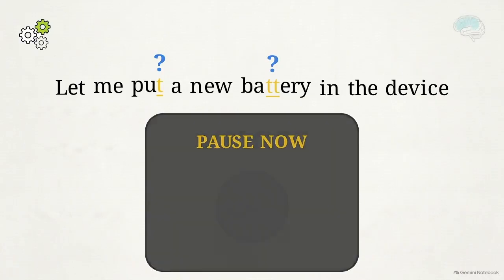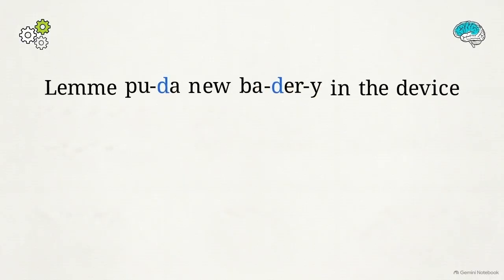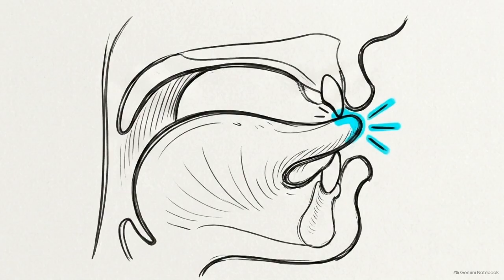In natural speech, your tongue taps the roof of your mouth, creating a soft D sound. "Put a" becomes "pudda," and "battery" becomes "baddery." Let's lock in that tongue placement. Shadow this flap T sentence with me 3 times.